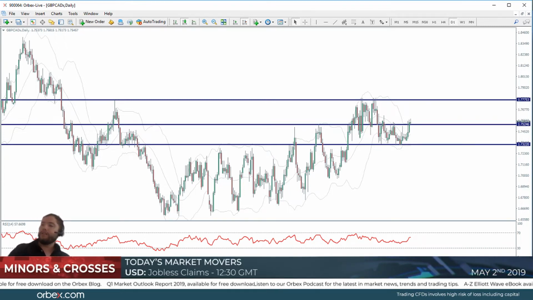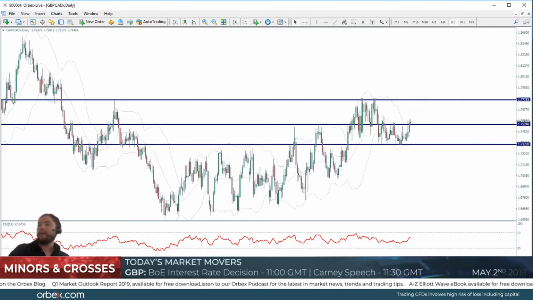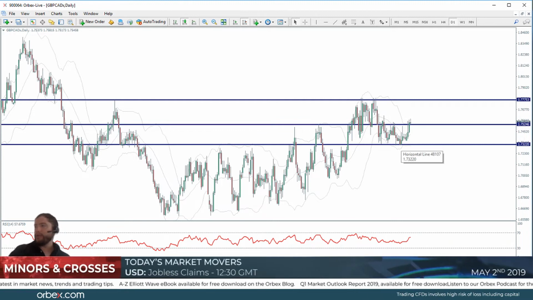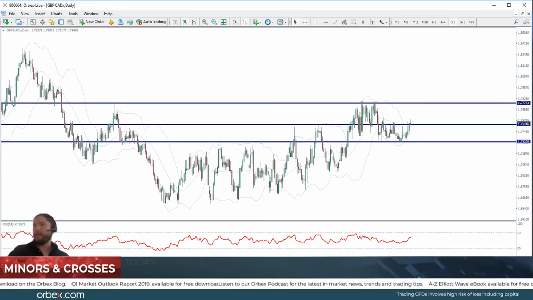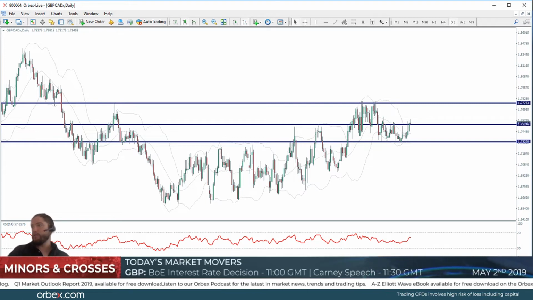And you can also see that this level could be viewed as the neckline for an inverted head and shoulders pattern. So we have the left shoulder, the head down here, and then the right shoulder here. So if we do get a break above that 177.75 level, this could spell a much larger bullish move in the pound against the Canadian dollar. So it's worth keeping an eye on that level as we proceed.